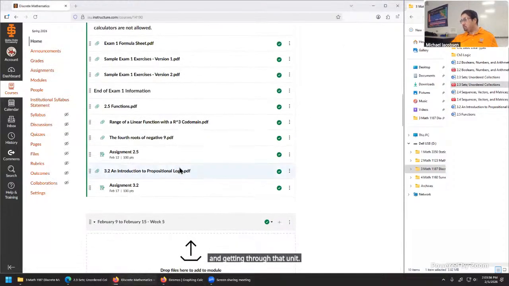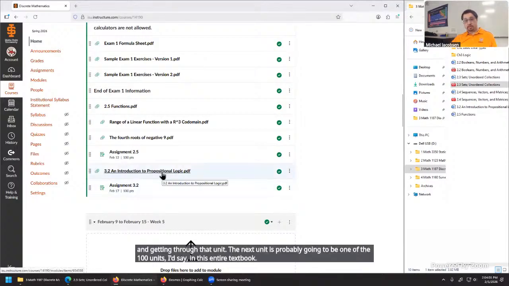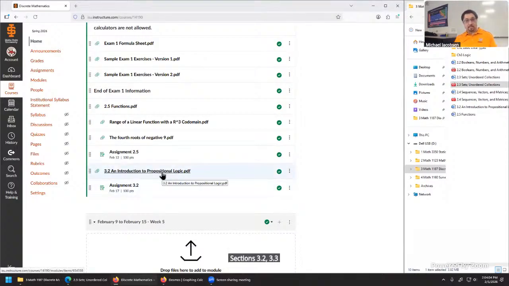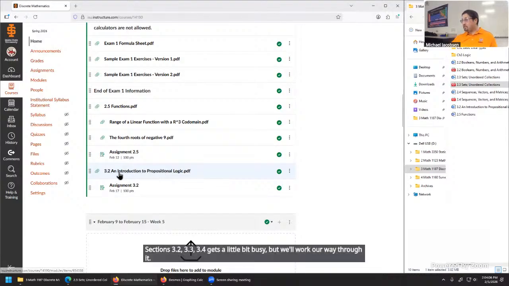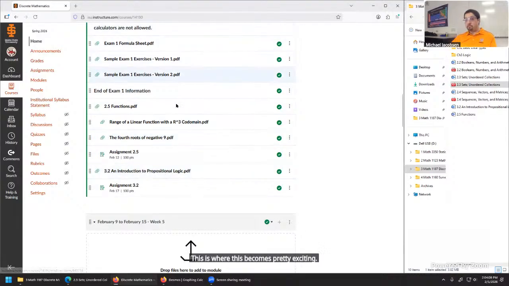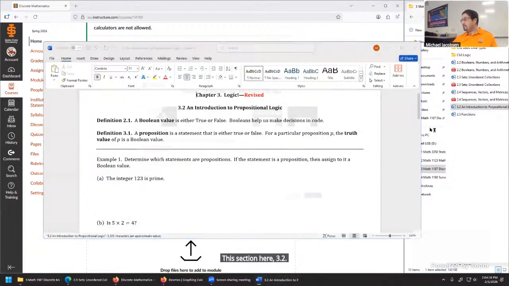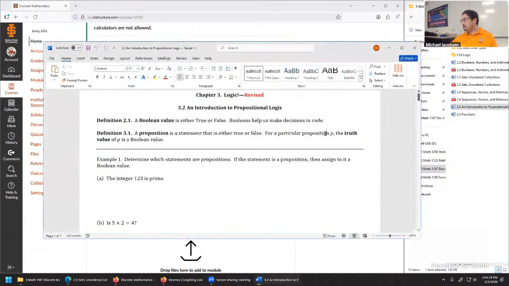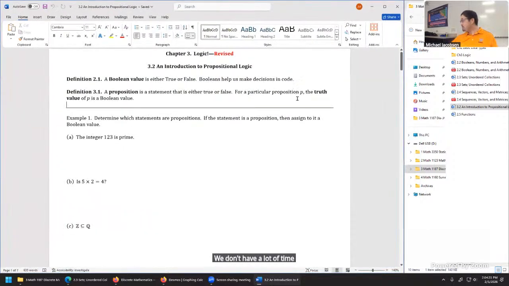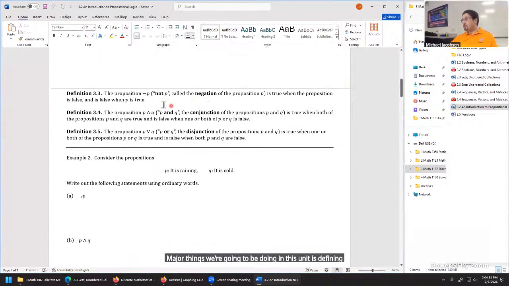The next unit is probably going to be one of the funner units, I'd say, in this entire textbook. Sections 3.2, 3.3, 3.4 get a little bit busy, but we'll work our way through it. This is where this becomes pretty exciting. Everything we've been doing before was just setting the stage for this section here, 3.2. We don't have a lot of time to get too far into these notes, so let me just give you a guided tour, and then we'll look at example 1.